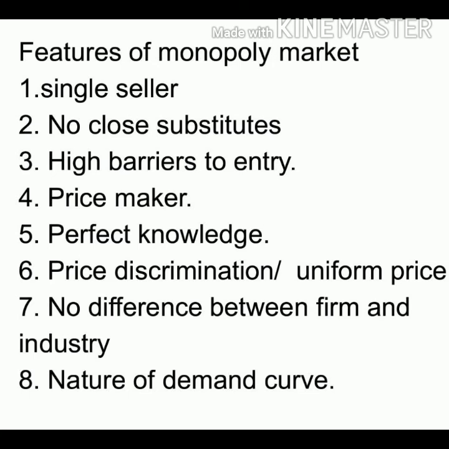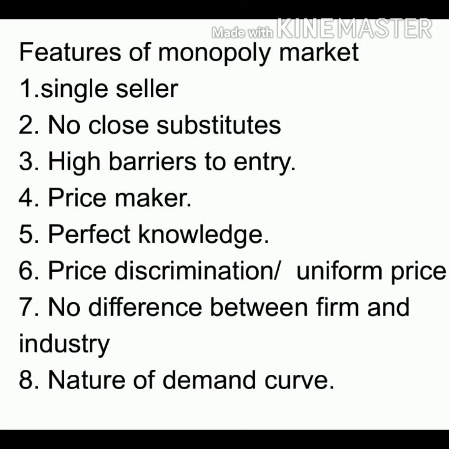Now the next feature is the nature of demand curve. The aggregate demand of all buyers for the product of a monopolist. The demand curve under the monopoly market also slopes downward from left to right. Since there is a single seller, the demand curve is downward sloping from left to right. Why? Because if we fix a higher price, the consumers may leave the product.